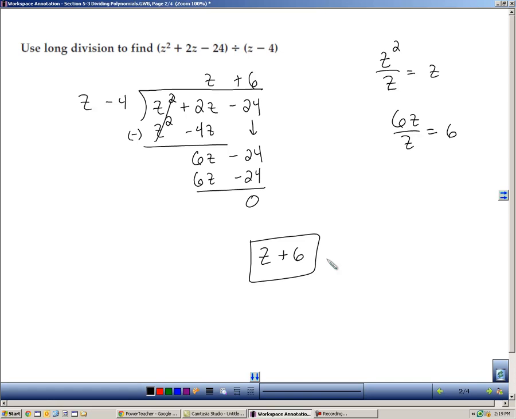If I did have a remainder, I would write it with the number, in this case 0, over z minus 4. This is what you would write if it was a remainder, but in this example we didn't have a remainder, so you don't have to do this.